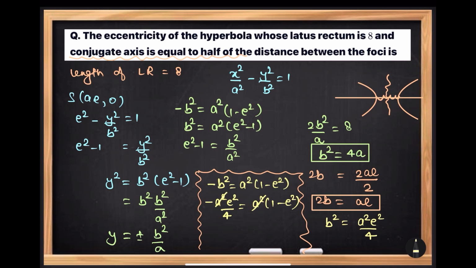So a square gone. Now let's multiply both sides by 4. So minus of e square equals 4 minus 4e square. So 4e square this side, so it will become 3e square equals 4. So we got e square as 4 by 3. So we will get e as 2 by root 3. Correct? I hope the idea is clear.